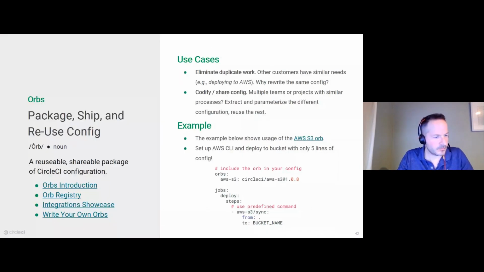Finally, I would like to talk about Orbs. Orbs on CircleCI, you can think of them simply as a reusable, shareable package of CircleCI configuration. You can think of Orbs as chunks of configuration that you can check into CircleCI's central registry, and then you can reference them from multiple configuration files across any project. This helps you eliminate duplicate work in implementing configuration, and it also helps to codify and share config across multiple teams or projects that may have similar processes.